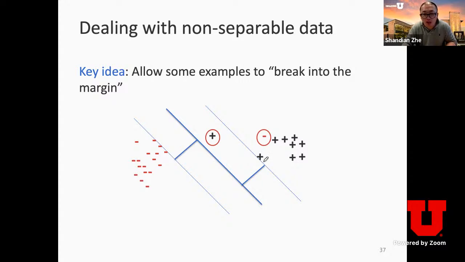So we see that the positive example here breaks into the margin. For the negative example, it is here. If it should be correctly classified, it should stay here. But unfortunately, it breaks into the margin and moves to the other side. That means we allow some non-zero training error. And then the problem is, how can we fulfill this idea? How can we encode this idea in the formulation of our objective function?